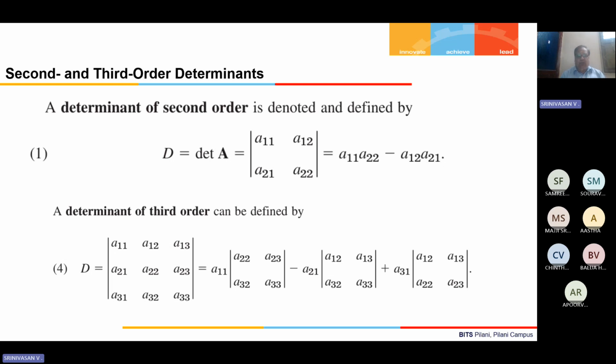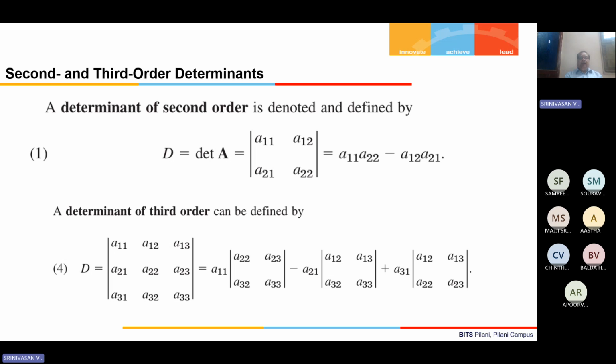Sometimes the determinants can also be represented by capital letter D. But it is more appropriate to write det of the matrix in question. Okay, det A. Right. A determinant of third order can be defined by: D is equal to, supposing your matrix A is having entries A11, A12, A13, A21, A22, A23, A31, A32, A33, then det A or capital D is equal to, replace the matrix symbol by these two parallel lines, and you write the entries.